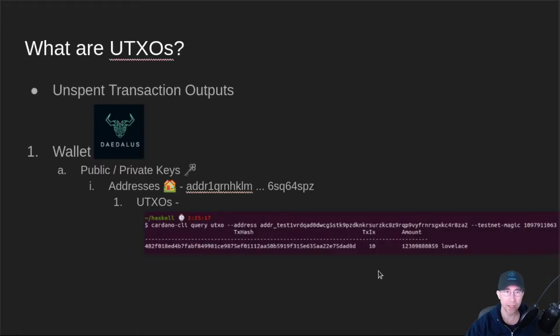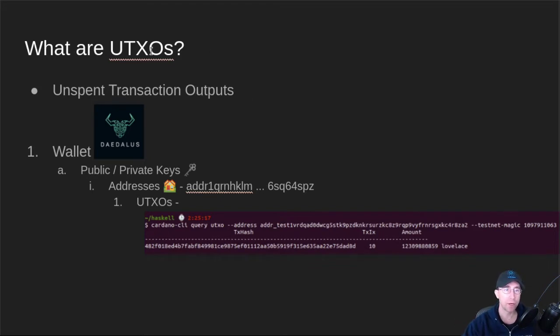So the first thing you need to know about UTXOs is that it stands for Unspent Transaction Outputs. Everything in Cardano is a transaction, anything that modifies the ledger that everybody in Cardano has agreed to. And so the Unspent Transaction Outputs is kind of like the tip of what the ledger says is the truth.